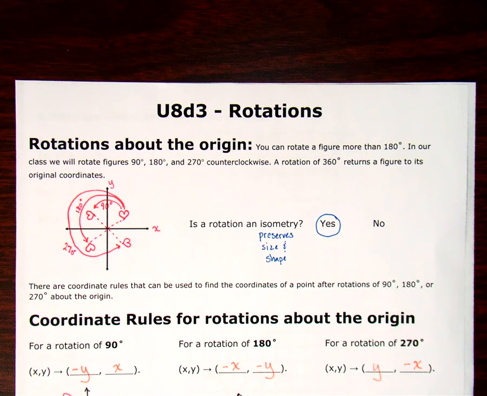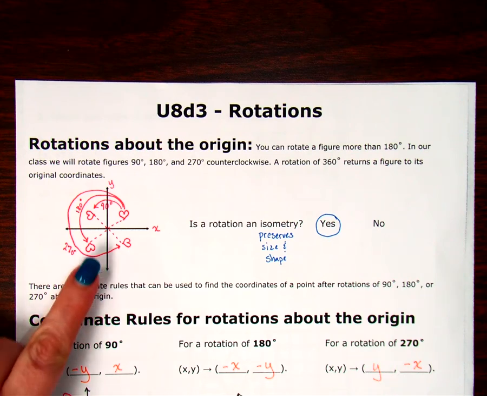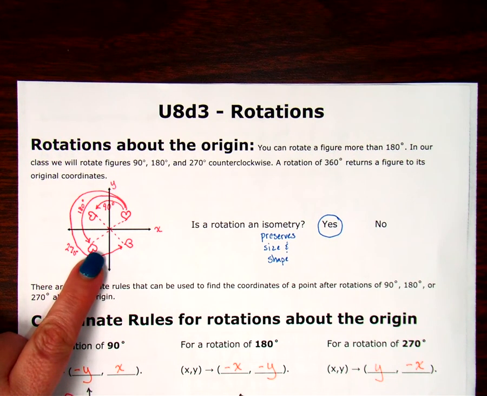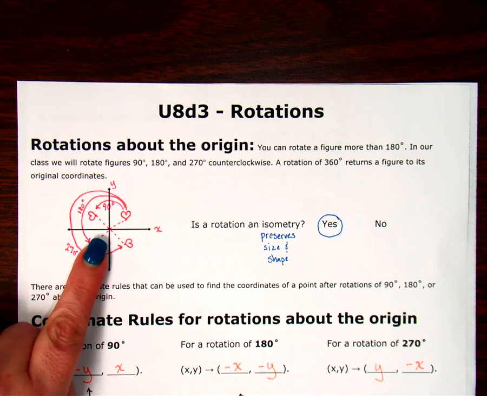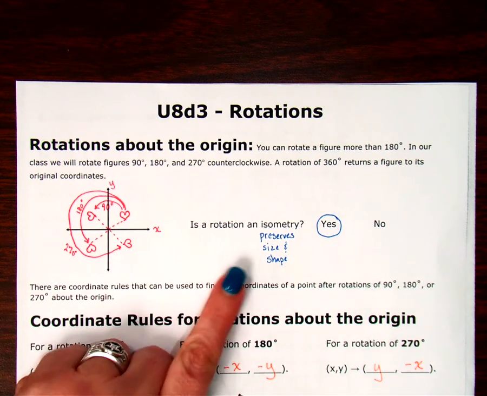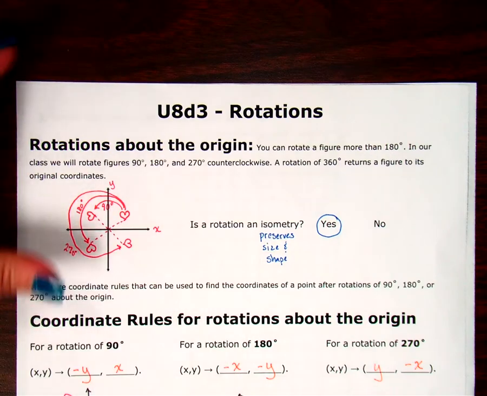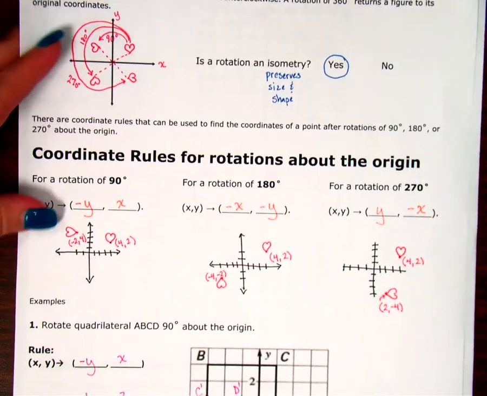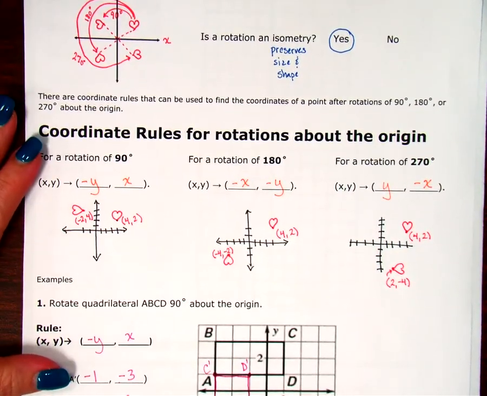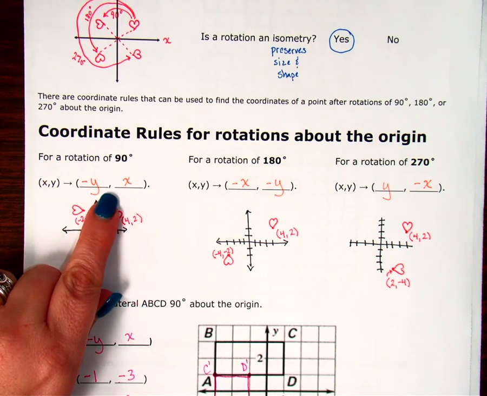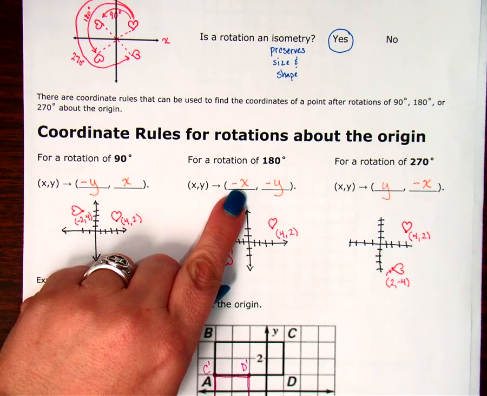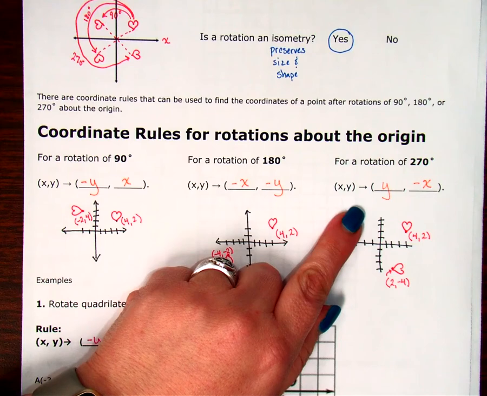Hi, welcome back. In this last video, we're going to do one more example because we haven't done 180 degrees yet. As a review, remember our rotations are going to be counterclockwise around the origin, the point (0, 0). It is an isometry because our shape is not changing size. Then we looked at the three rules that we use for rotating around the origin for 90 degrees, for 180 degrees, and for 270 degrees.